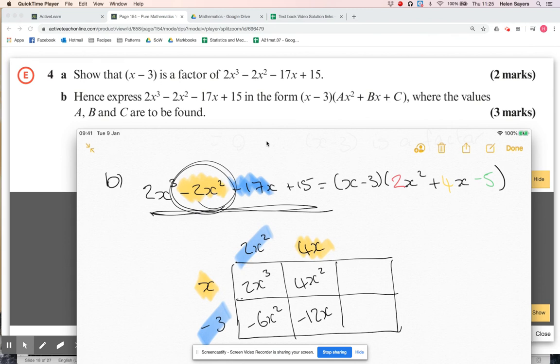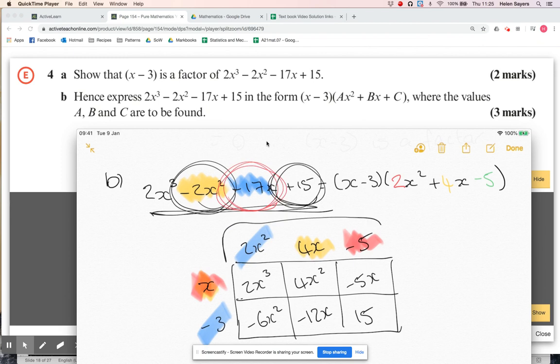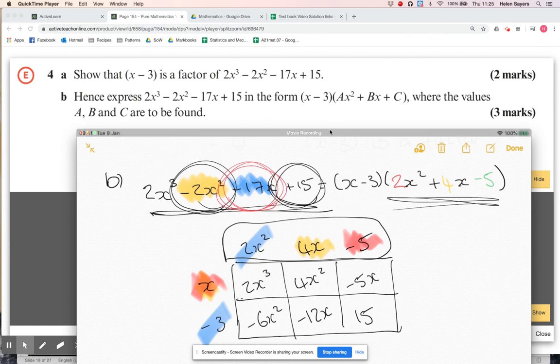So now I'm looking at the x term. So the x term is supposed to be -17x. So if I've got -12x, I need another -5x. If that's supposed to be -5x, that must be -5, so that when I multiply it by x, I get -5x, and the -5 times the -3 gives us the 15, so that's just showing it works. Okay, so I get the same three values, whichever way I lay it out.